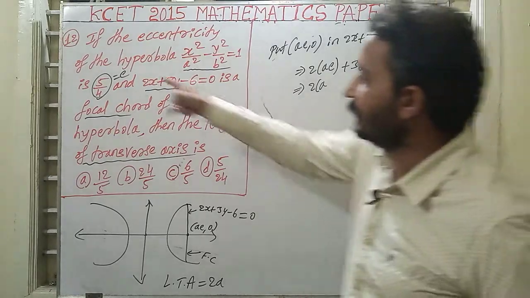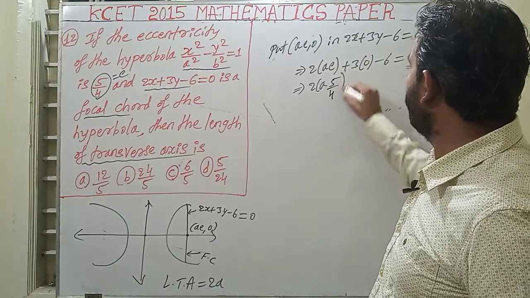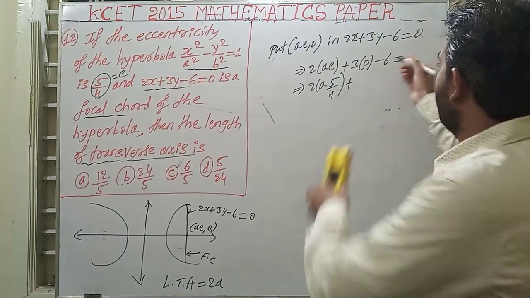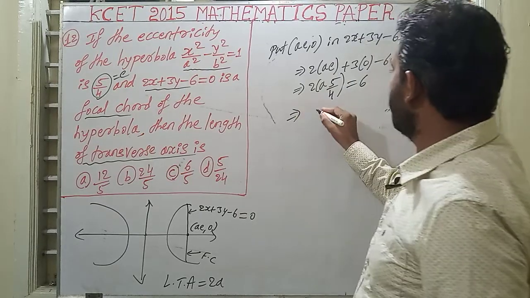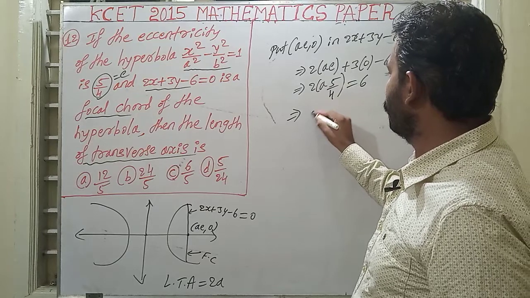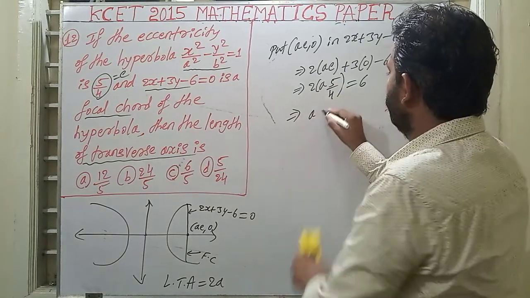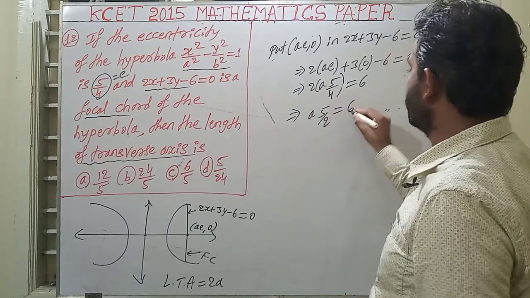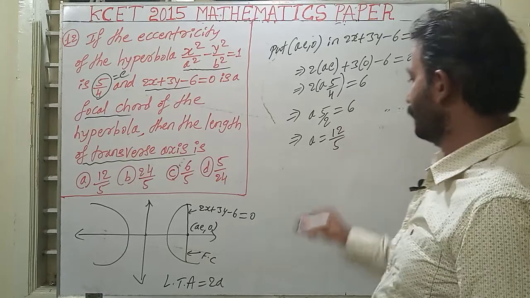Eccentricity is given. E is equal to what? 5 by 4. 5 divided by 4 plus 3 into 0, 0 minus 6. It becomes 6. This implies 5 into 2 is 10. 10 by 4, 10 divided by 4 is nothing but 5 by 2. 5 by 2 is equal to 6. This implies A is equal to 12 divided by 5.